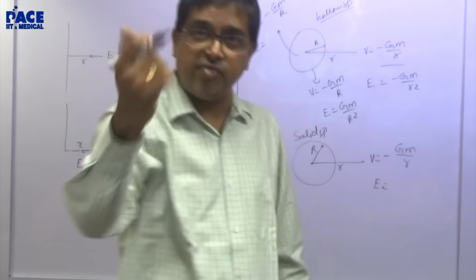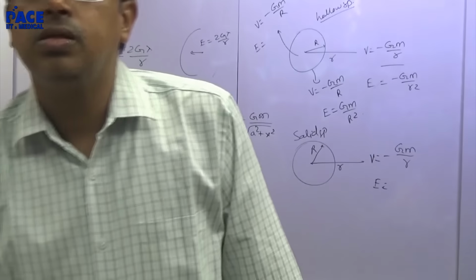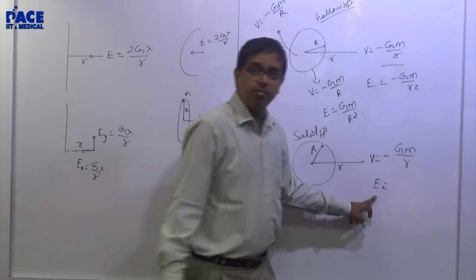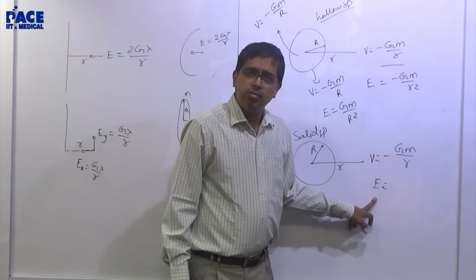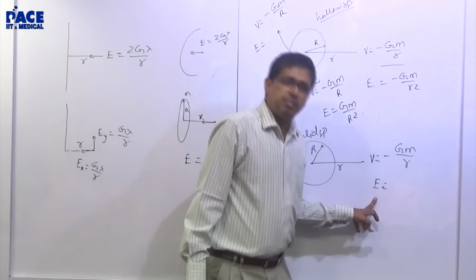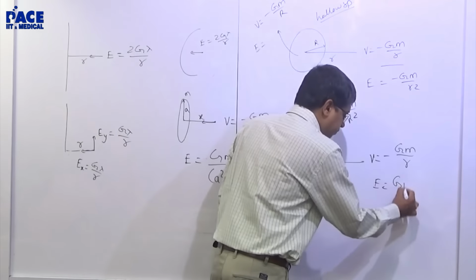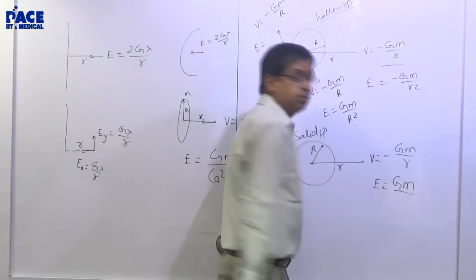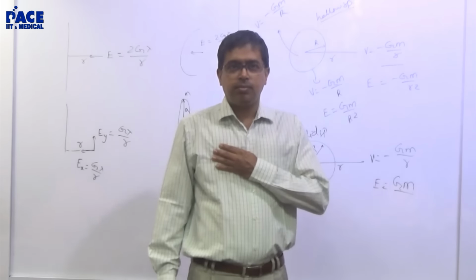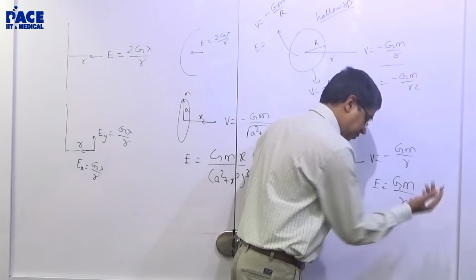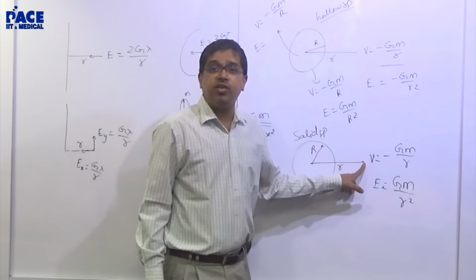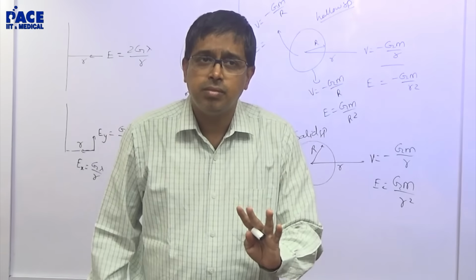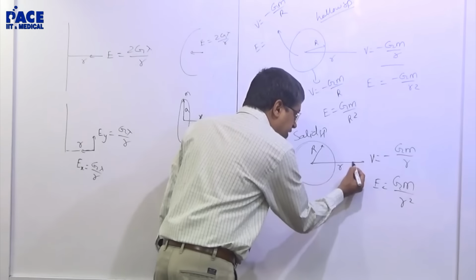Wait, not same person, the person sitting in front. Up. Person in the front, hit him one on the head and wake him up. Field. GM by r square. Small r, capital R. Capital. Small. Direction of the field here, outwards or inwards, same person. Inwards. Field will always be attraction.